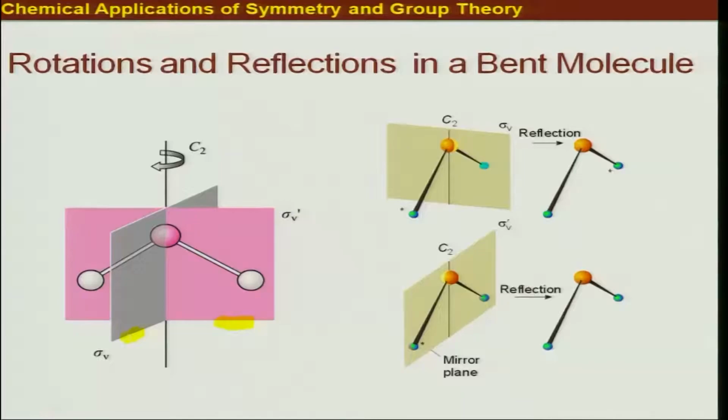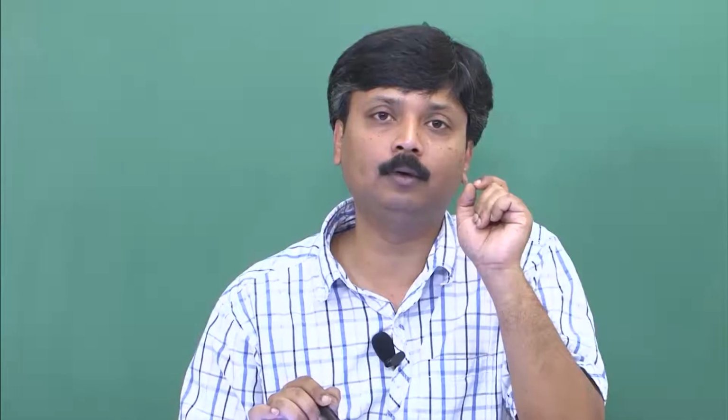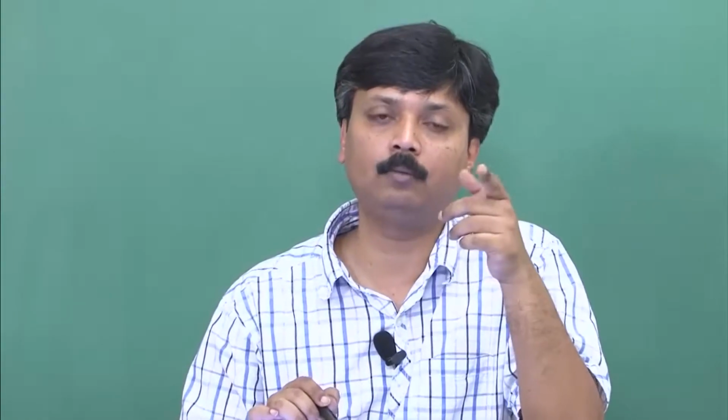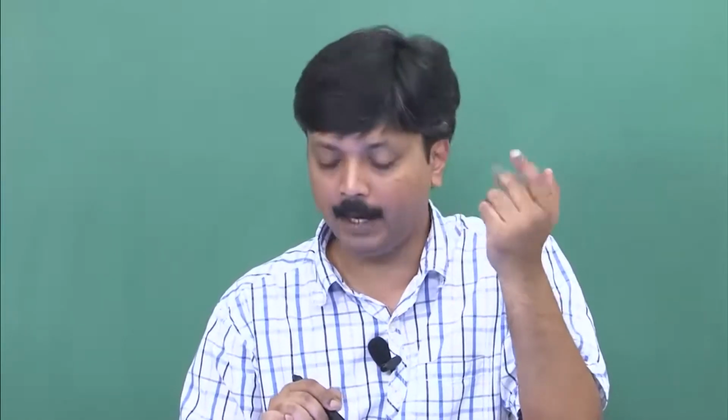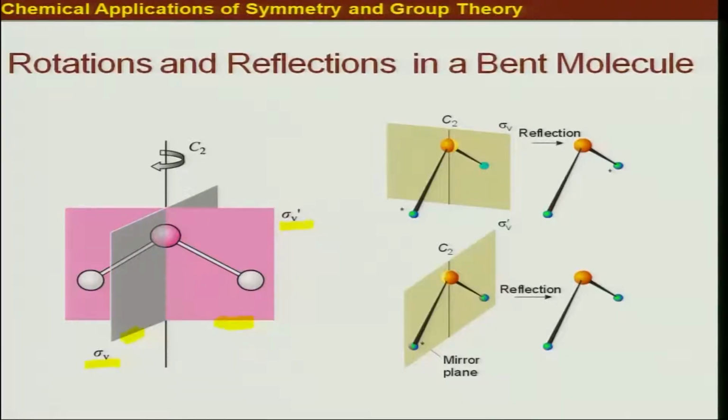Now you can see here that I have given sigma v and sigma v prime notations to these two planes. I mentioned that you may come across this kind of symbolism, not only sigma v, sigma d, sigma h, but also sigma d prime, or sigma v prime. This is just to differentiate, because if I call both of them sigma v, then when you want to do something further mathematically or quantitatively, you will end up in trouble.